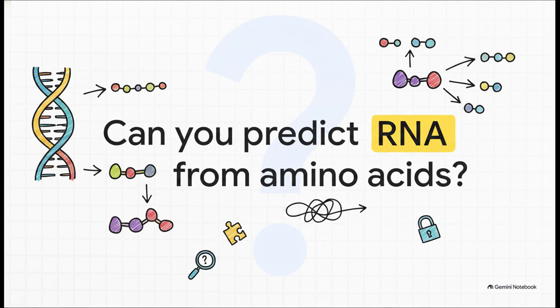Think back to that rule of degeneracy we talked about earlier. With multiple codons for the same amino acid, how many different RNA combinations could potentially spell out this exact same protein? It's a lot, right?